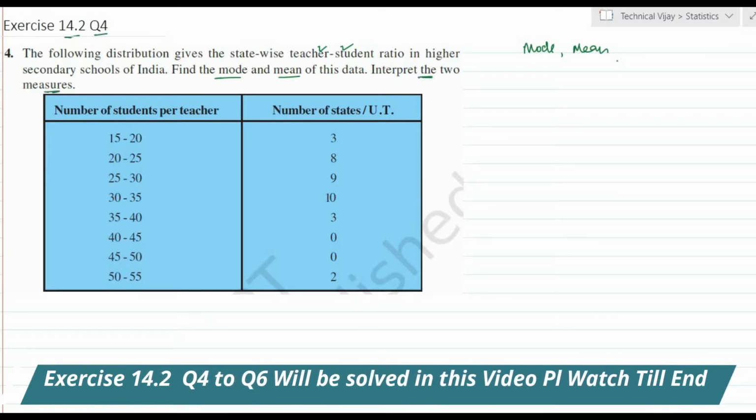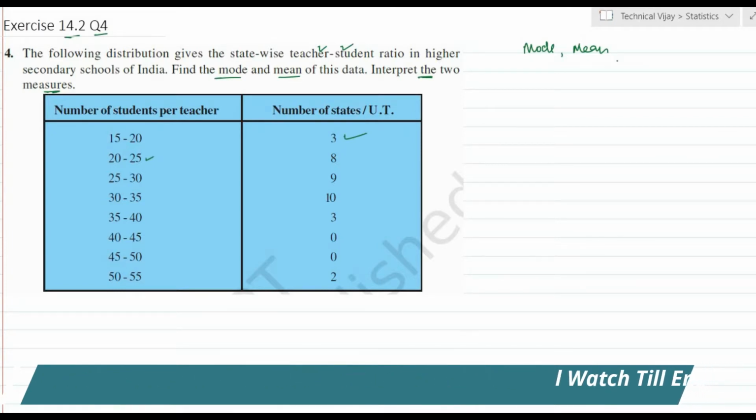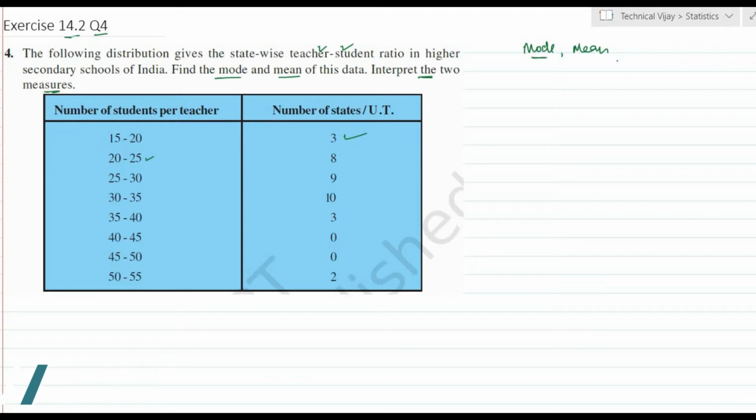Now here, the number of students per teacher and the number of states. There are 3 states which have 15 to 20 students per teacher. Okay, like this we have to analyze. There are 8 states or union territories which have 20 to 25 students per teacher. Okay, first we will calculate the mode.